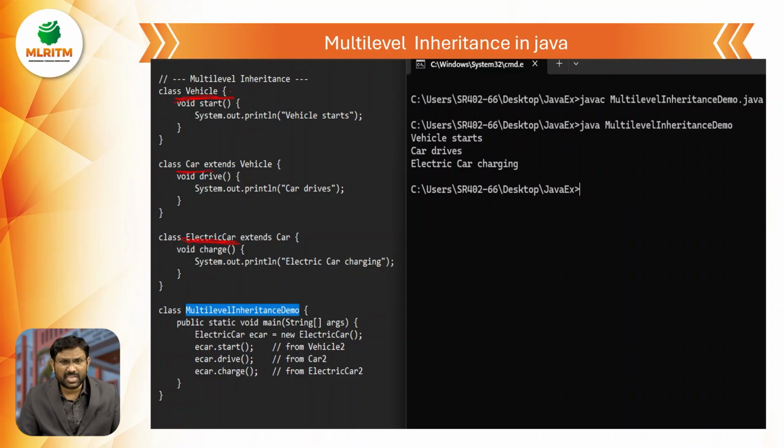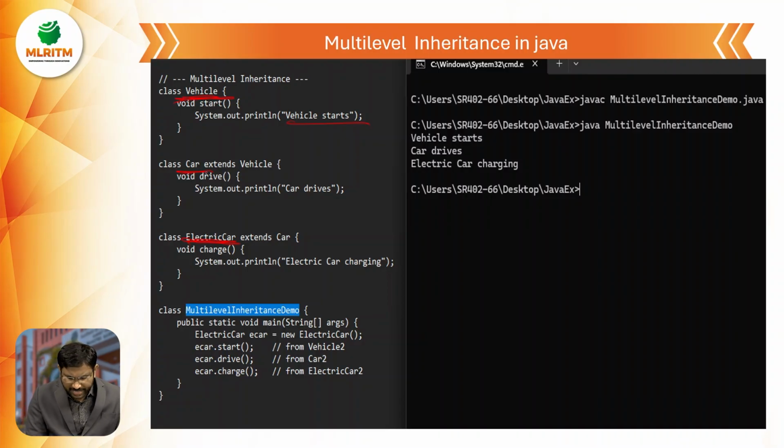Here I have taken three class names. First one is Vehicle, second one is Car, third one is ElectricCar. In Vehicle I have written one method, void start. In that method I have written "Vehicle starts". This is written in the first class, which is, for example, the grandfather class.